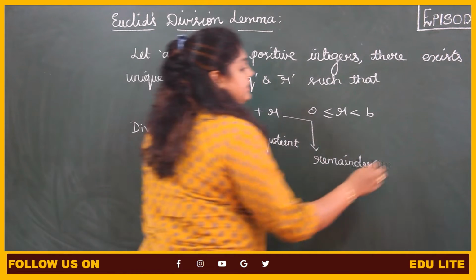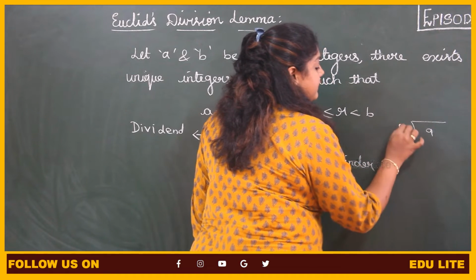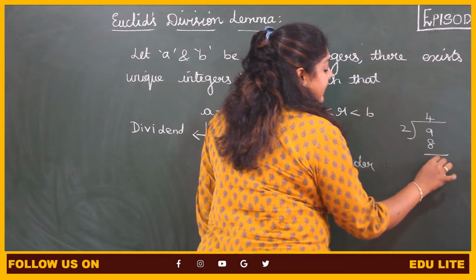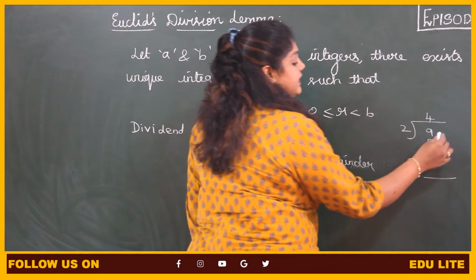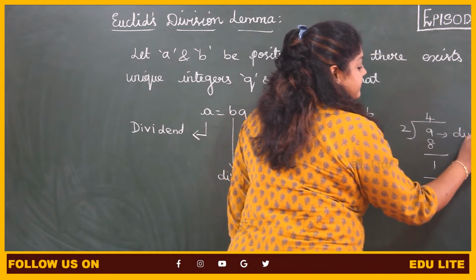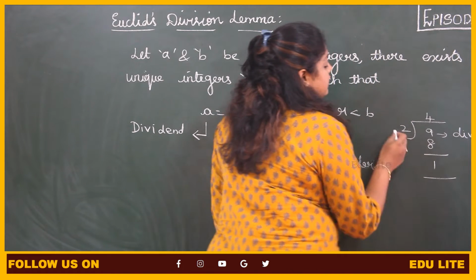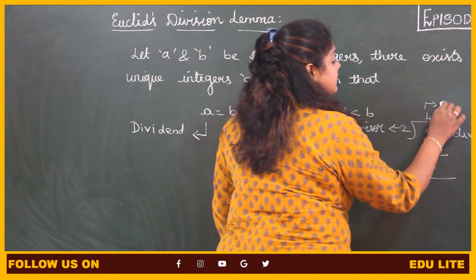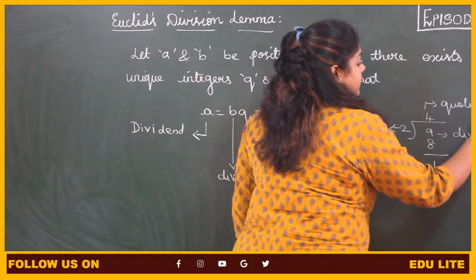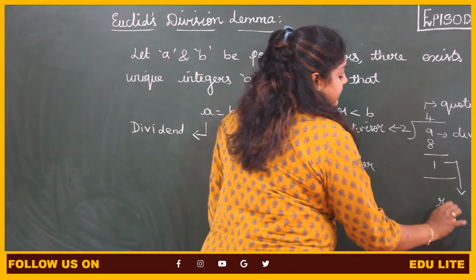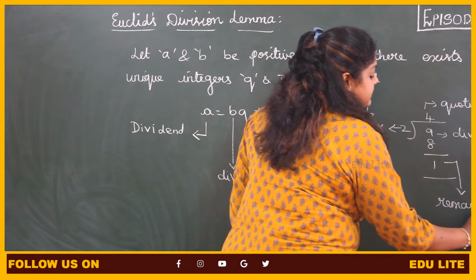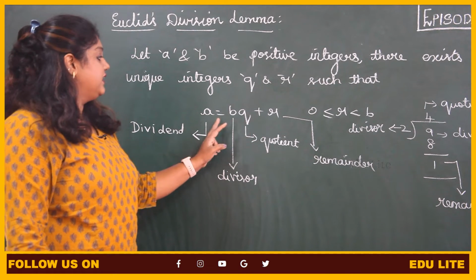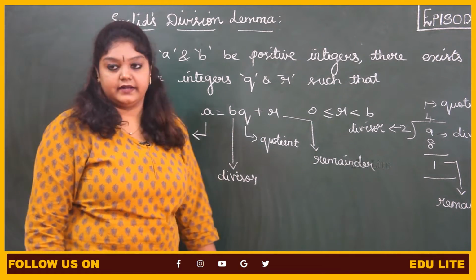Let us see with an example. If I want to divide 9 by 2, what will we do? 4 2s are 8, balance will be 1. So in this, 9 is the dividend, 2 is the divisor, 4 is the quotient, and this 1 is the remainder. This is what is represented as A equals BQ plus R: dividend, divisor, quotient and remainder.